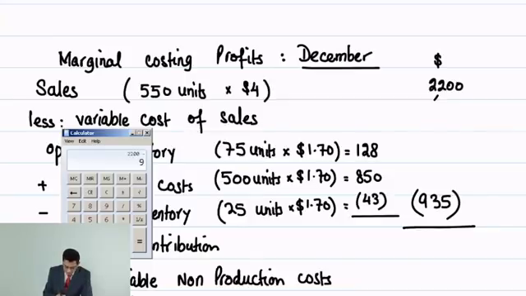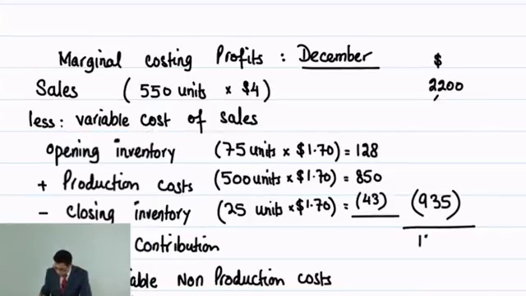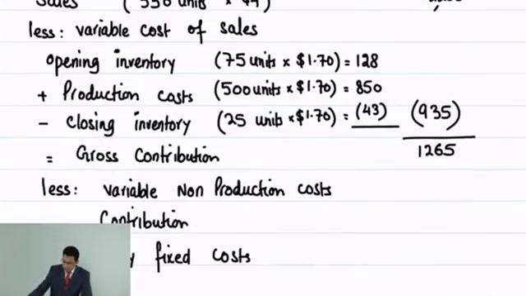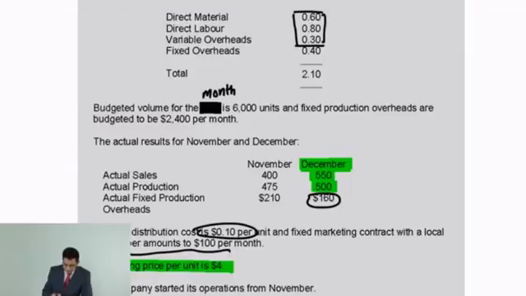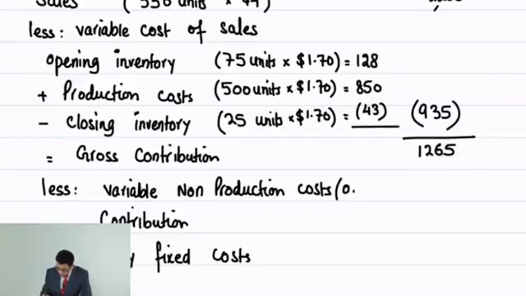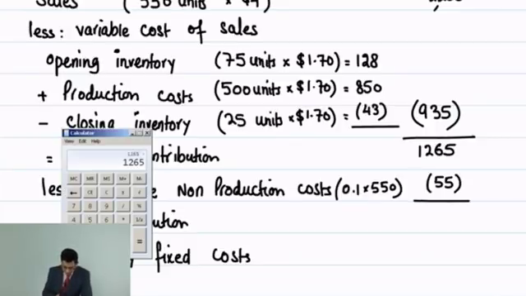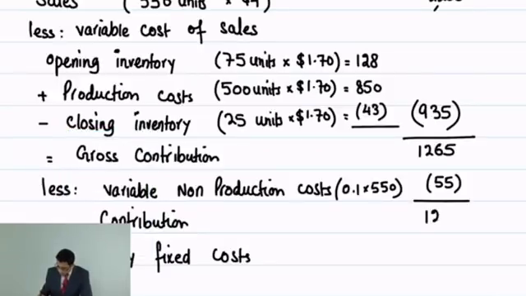2200 minus 935, which is 1265. And now we are looking at the variable non-production costs. Remember, the non-production costs given were here, we use them many times. Distribution cost, okay? So 0.1 into 550 units, which makes up $55, and we end up with the contribution of 1210.